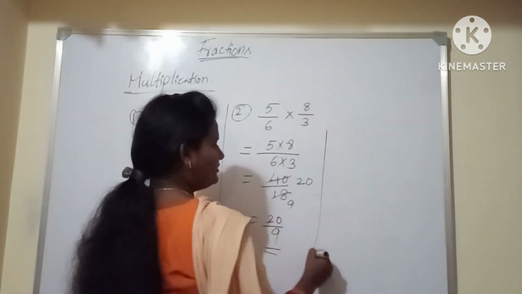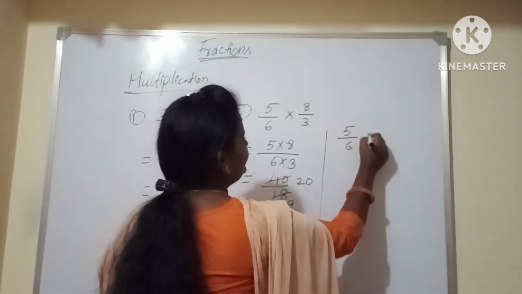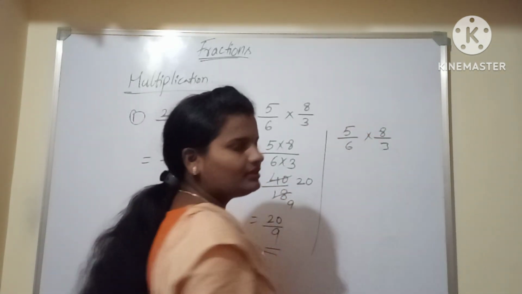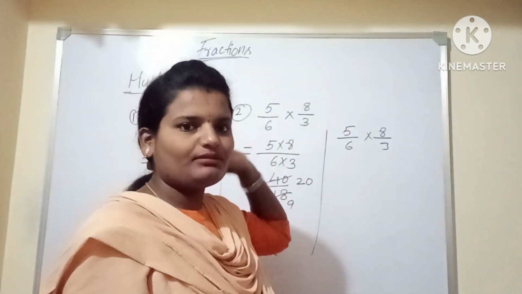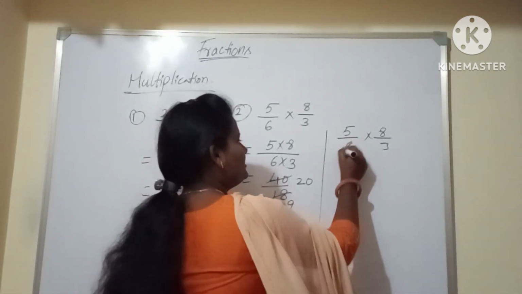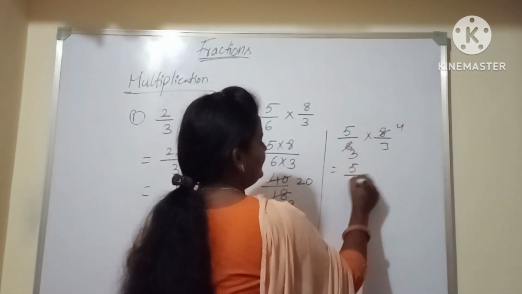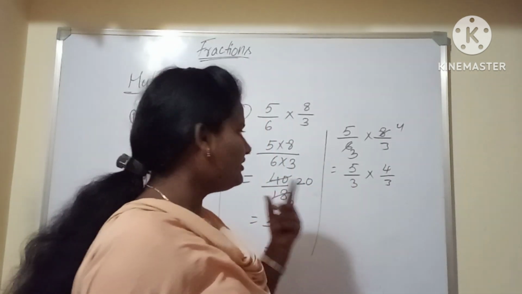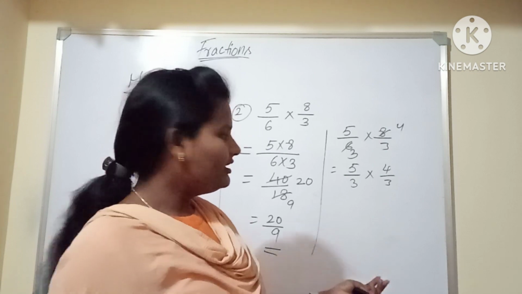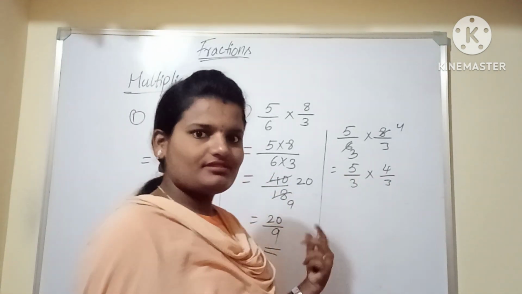So the same thing I am doing another way. See here, 5 by 6 into 8 by 3. By seeing this, I know that 6 and 8 both will go with the same table. What is the 2? 2 3s, 2 4s. So 5 by 3 into 4 by 3. After simplifying, here we can do the multiplication. Here we got both, which kind of fractions? Like fractions.